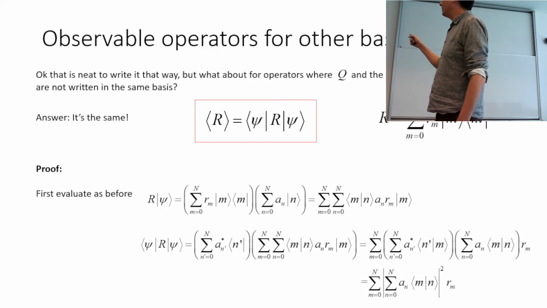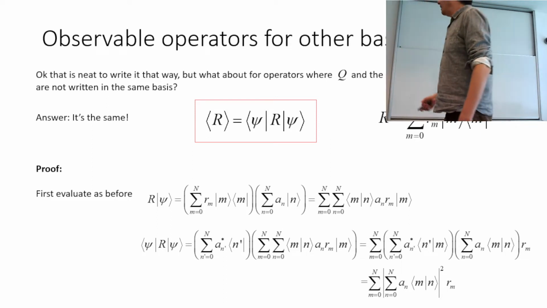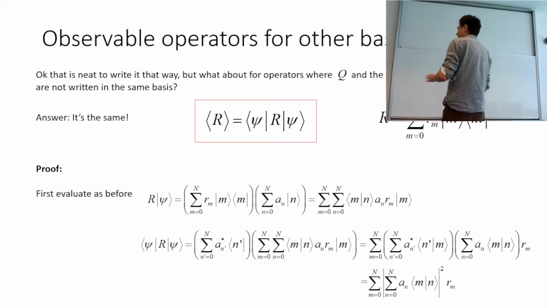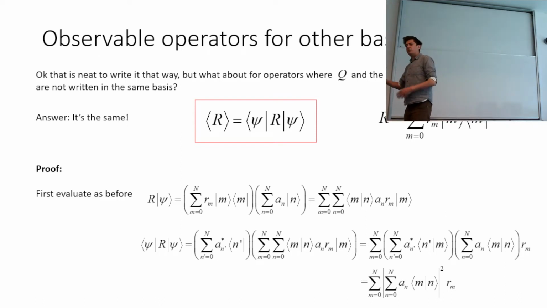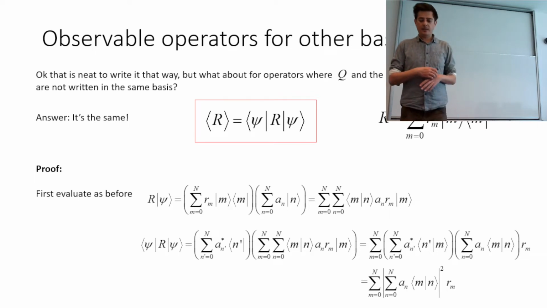Maybe I'm getting ahead of myself in terms of the explanation, but the final message is that the way we calculate the average, even for an operator with a different basis, so even if this M is not the same basis as the wave function, it doesn't matter, it all takes care of itself. It's still the same formula. We don't have to worry about the fact that R is in a different basis. We can still use this formula for the average: you have this R operator that you constructed, sandwich it with the wave function, and you still get the average. What I'm going to show you now is why that is.